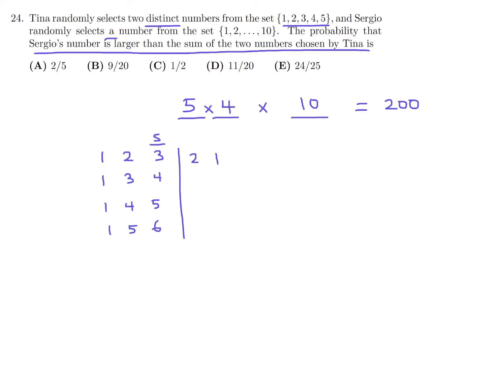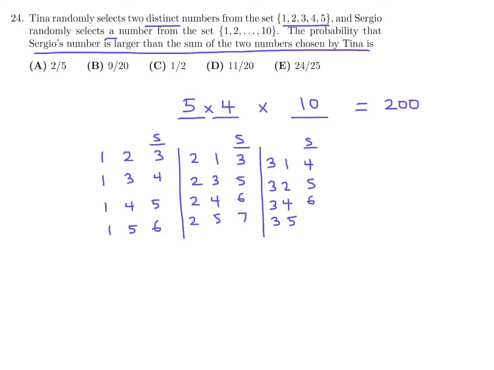Similarly, 2, 1, 2, 3, these are her two numbers. And the sums will be 3, 5, 6, and 7. All right? And then 3, 1, 3, 2, 3, 4, and 3, 5. The sums here are 4, 5, 6, and 8. And I think we have just a few more.